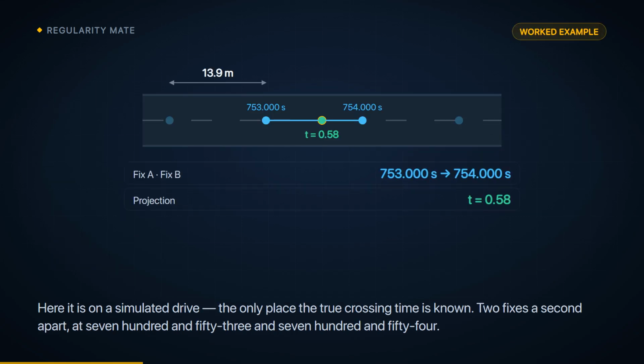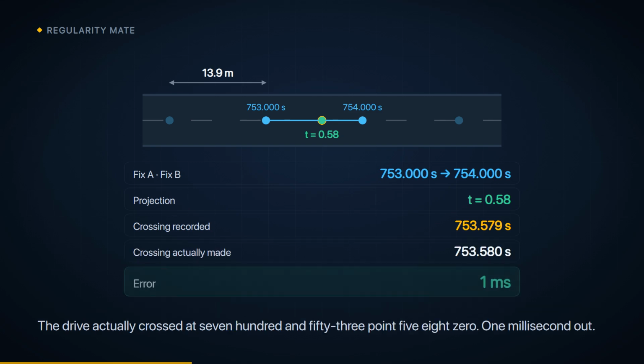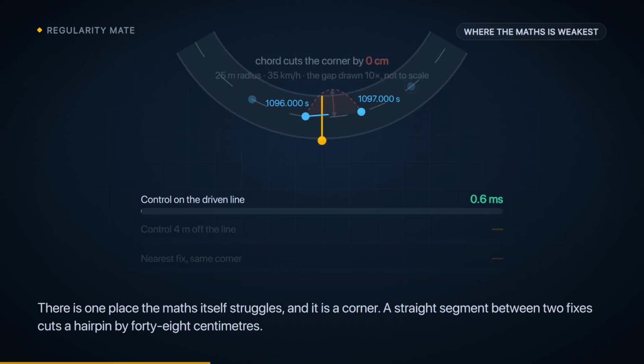Here it is on a simulated drive, the only place the true crossing time is known. Two fixes a second apart, at 753 and 754. The projection puts the crossing 58% of the way between them, and stamps it at 753.579. The drive actually crossed at 753.580. 1 millisecond out.